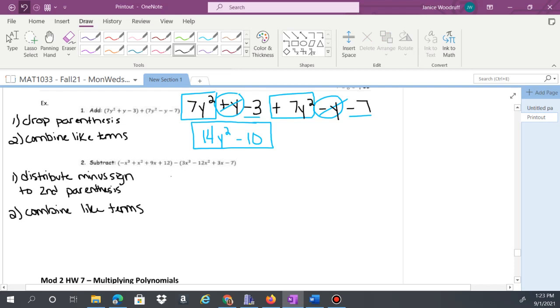So I'll bring down my first parentheses. So I have a negative x cubed plus x squared plus 9x plus 12. Then this is minus this whole thing. So this is technically a negative 1 that I can distribute. So negative 1 times positive 3 gives me a negative 3x cubed. Negative 1 times negative 12 will give me a positive 12x squared. Negative 1 times positive 3 will give me a negative 3x. Negative 1 times negative 7 gives me a positive 7.